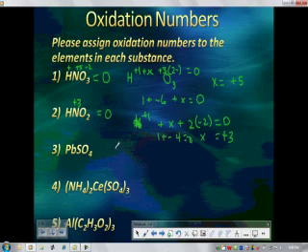So we know which substance is reduced and which is oxidized, because to go from a 5 to a 3, we had to gain electrons. And because Leo says Ger, we know that the gain of electrons is reduction. The loss of electrons is oxidation. Leo, yeah, that's the Leo part.